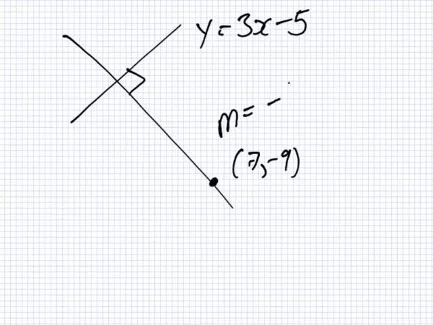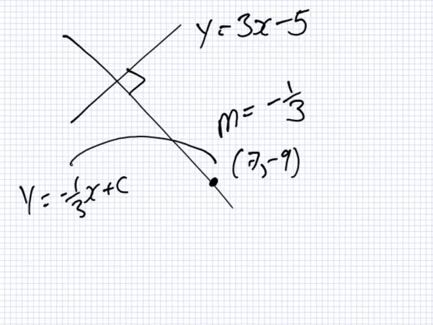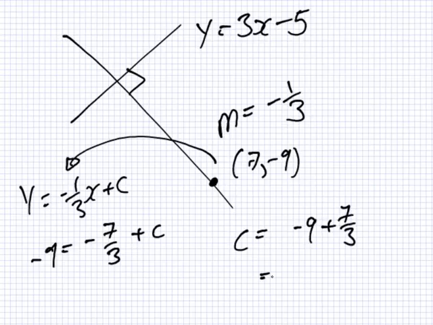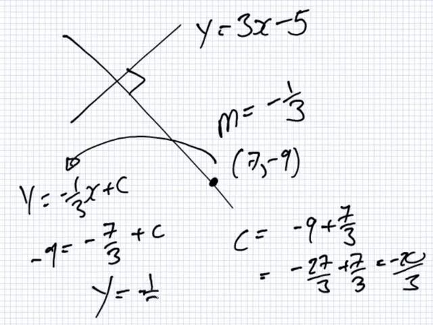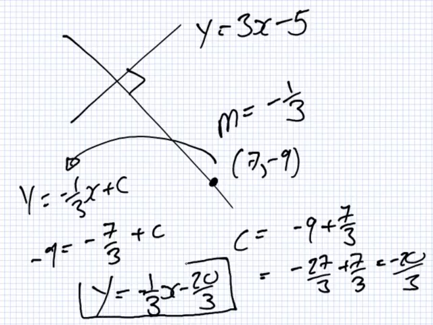Minus 1 over 3. Good, so you have y equals minus 1 over 3x plus c. I put this in, I get minus 9 equals minus 7 over 3 plus C. C equals minus 9 plus 7 over 3. What's that? Minus 27 over 3 plus 7 over 3, minus 20 over 3. Okay, so we have y equals minus 1 over 3 x minus 20 over 3.